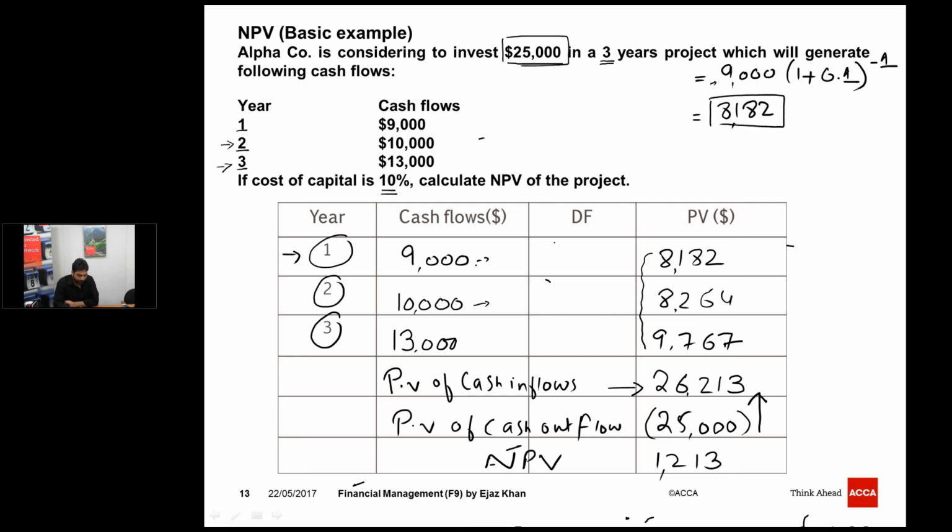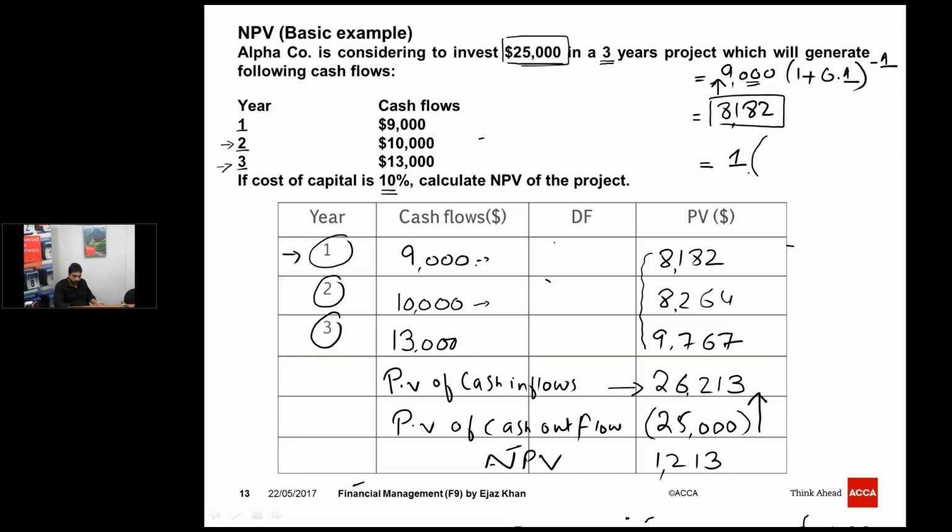$8182 is the present value of $9,000. What if I ask you to calculate the present value of $1 which we are going to receive after year one? So instead of writing $9,000, I will just write 1, because we are now going to calculate the present value of $1 which we are going to receive after year one.